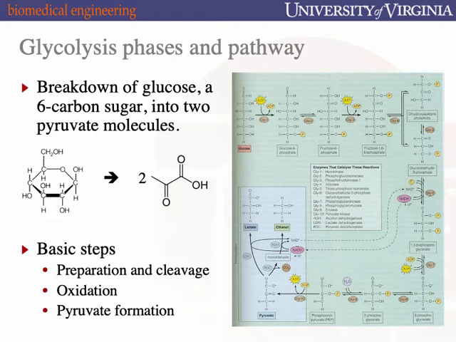First is preparation of the glucose for it to be able to yield some energy to the cell, and also to cut it. As I said, we have to get 2 3-carbon molecules at the end. That's going to entail taking the 6-carbon molecule and splitting it in 2. After that, we have an oxidation reaction, a dehydrogenation reaction involving NAD. And then the third phase is the formation of pyruvate, which creates the output of glycolysis.